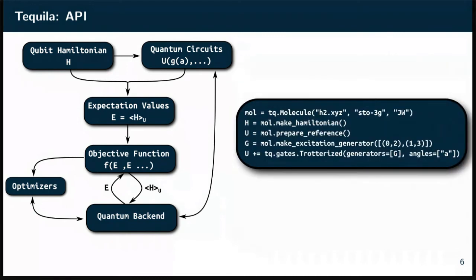And that's the chemistry hello world. You just make a molecule, you get Hamiltonians and circuits and generators from it, and then you can form more or less your approach or your ideas to create those many-electron wave functions on qubits.